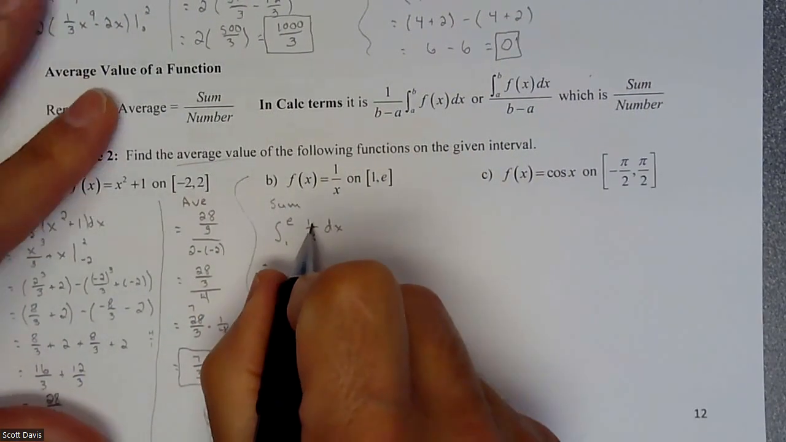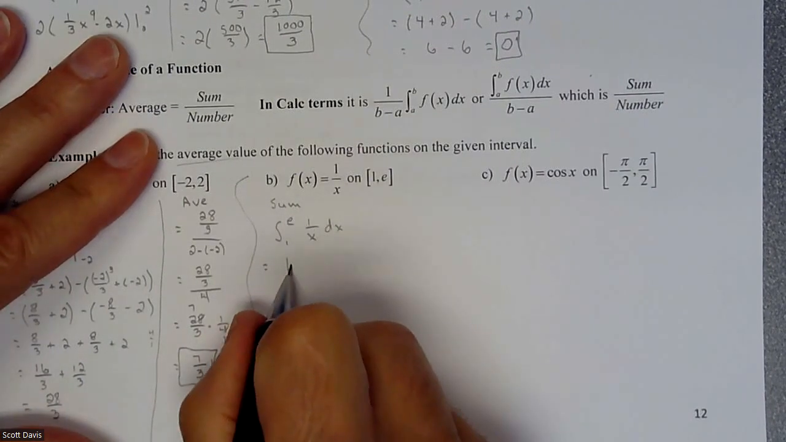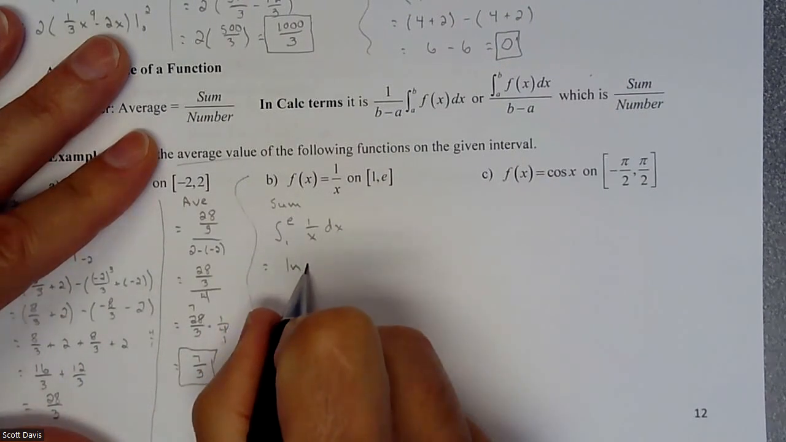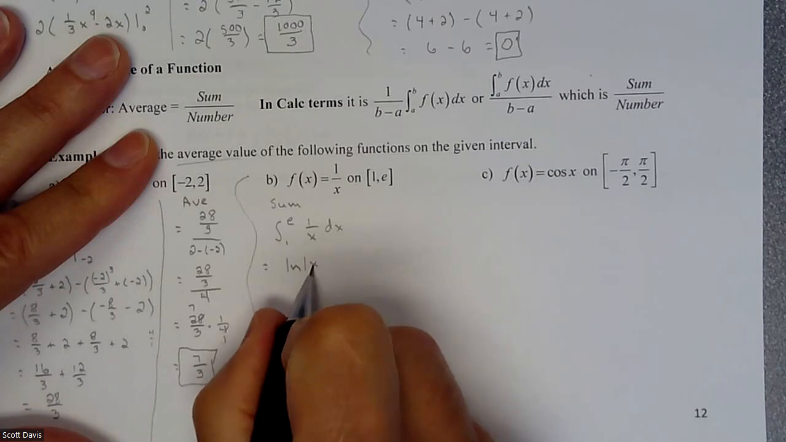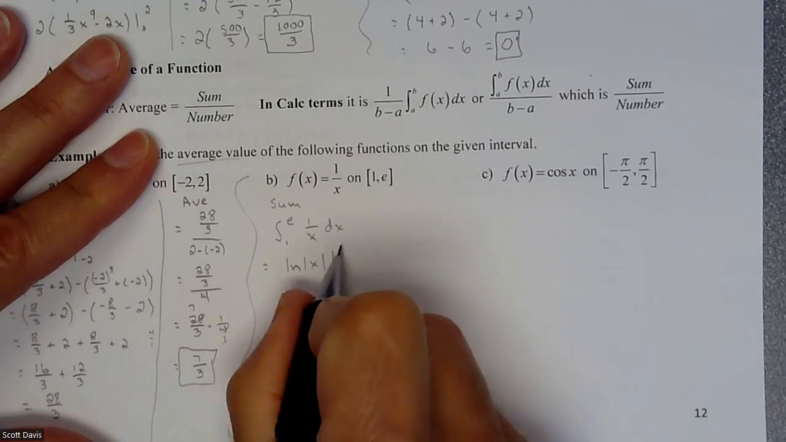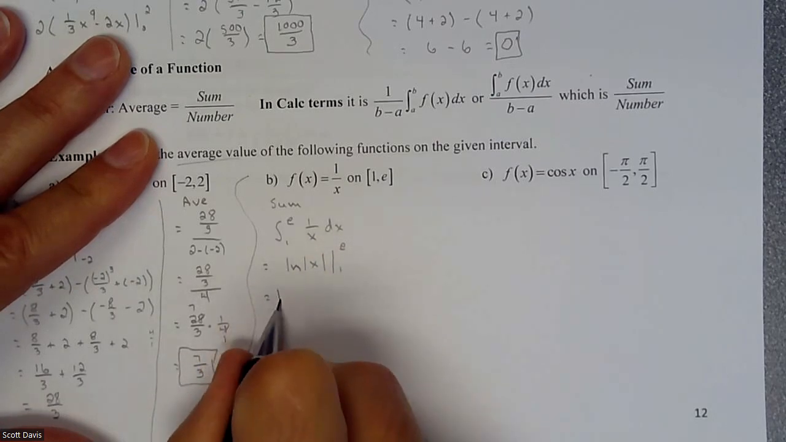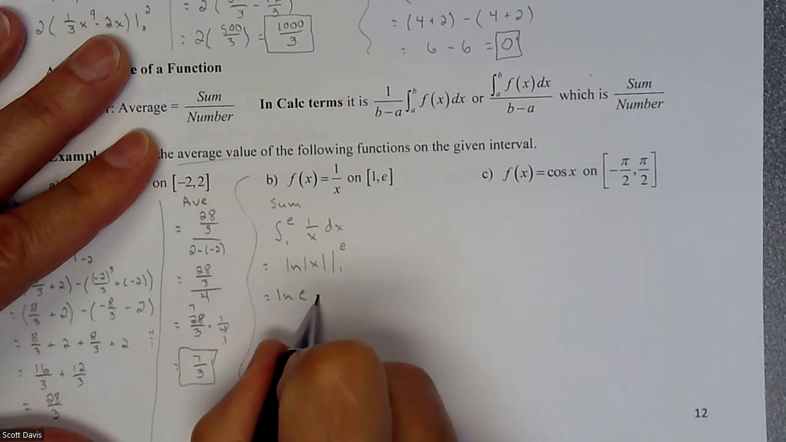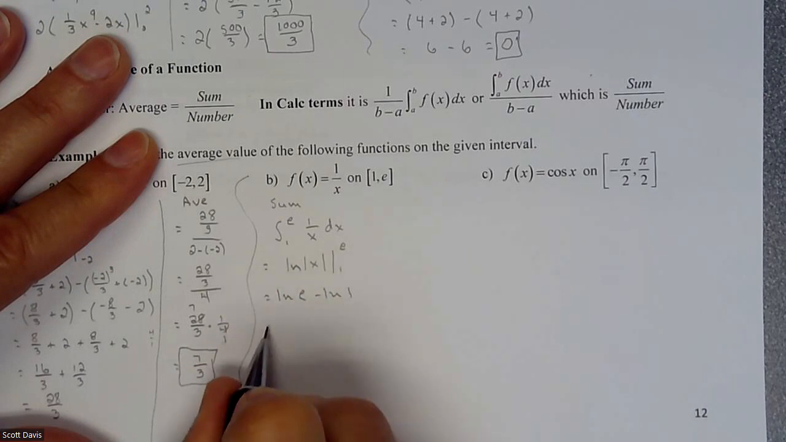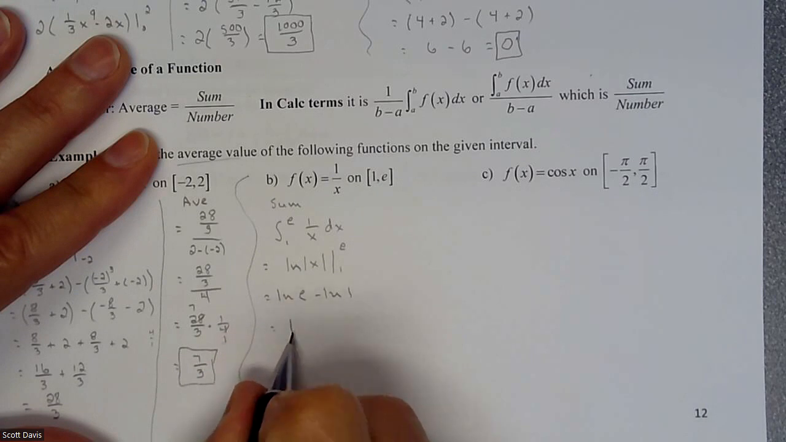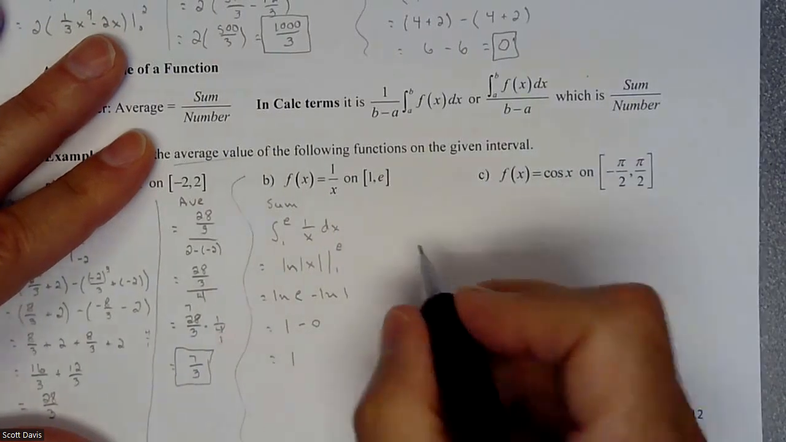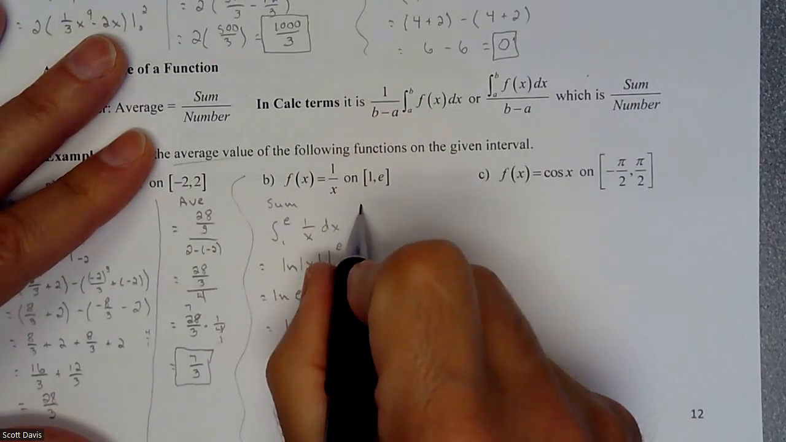So this is going to be 1 over x, which is coming from a natural log, sort of the natural log of the absolute value of x from 1 to e. So we're going to have the natural log of e minus the natural log of 1. Natural log of e is 1. The natural log of 1 is 0. So we're getting a total area of 1, which also represents our sum.